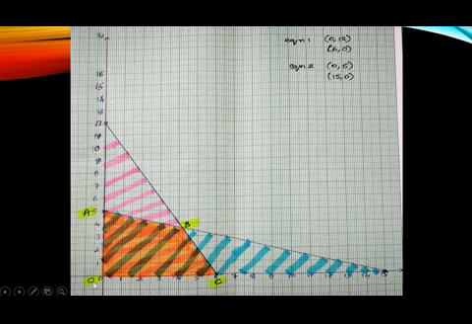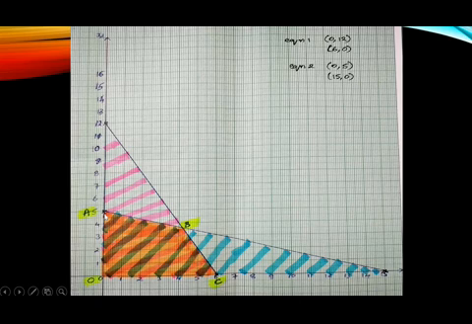This point of intersection is also a corner. So I will mark it as B. And this point, I will mark it as C. So how many extreme points we have got? 4 extreme points. O, A, B and C. What is the coordinates of O? 0, 0. What is the coordinates of A? It is 0, 5.